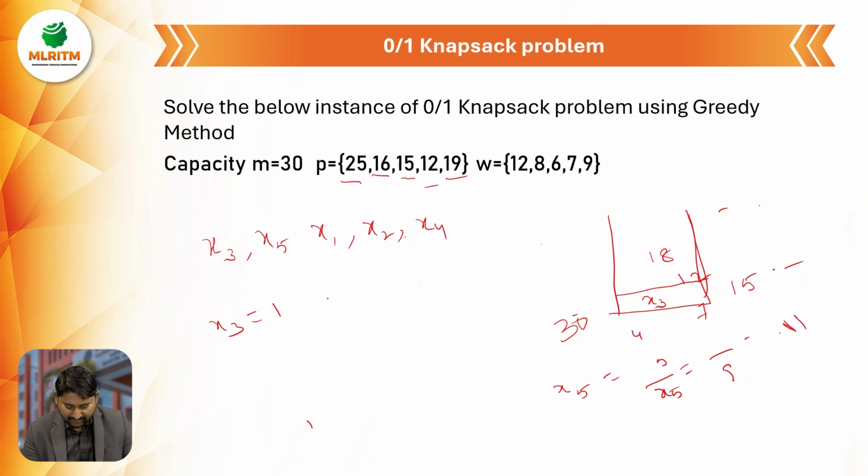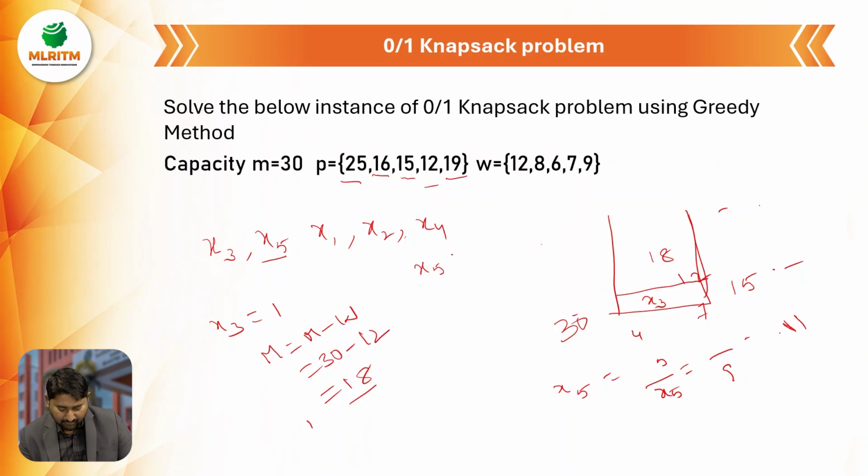Okay, next the first item will be filled. M equal to M minus W, where M is nothing but the maximum capacity 30. So in this capacity we place 12, that leaves 18. So the next available capacity is 18. Okay, next one, which one is the next filling? X5. Why? Because X3 is already filled. Next maximum profit by weight value, which one is it?